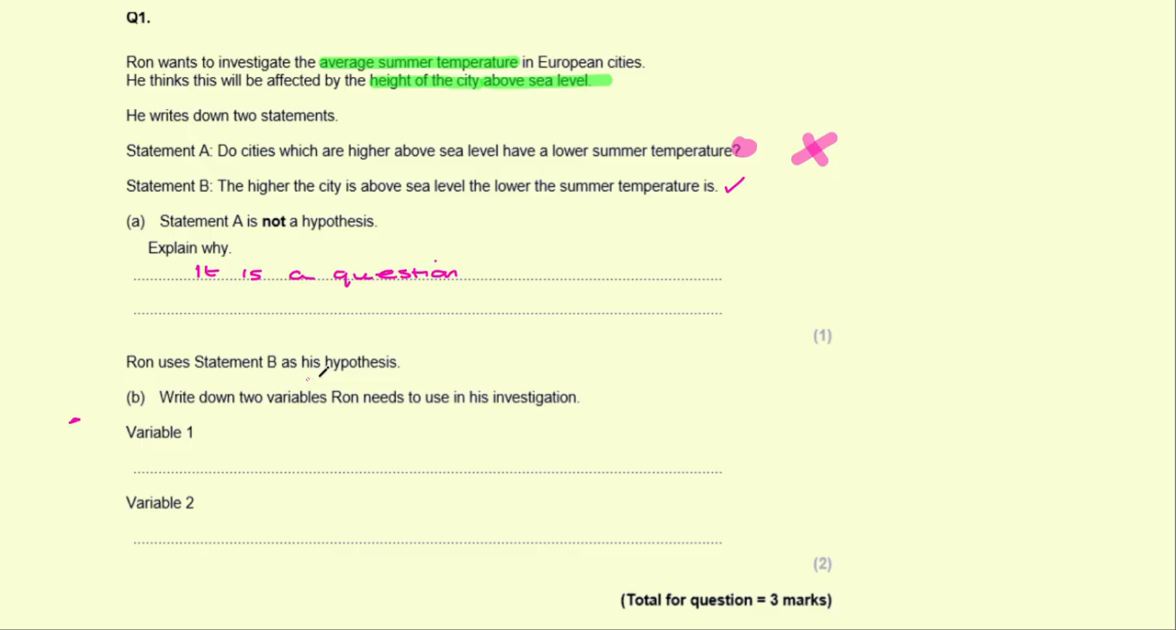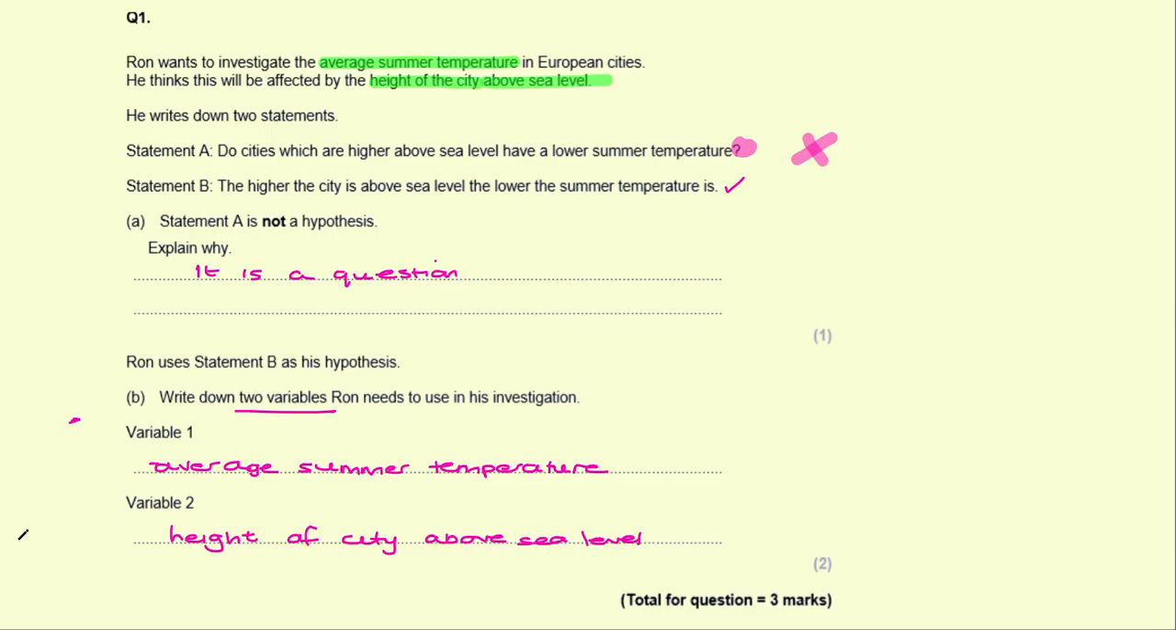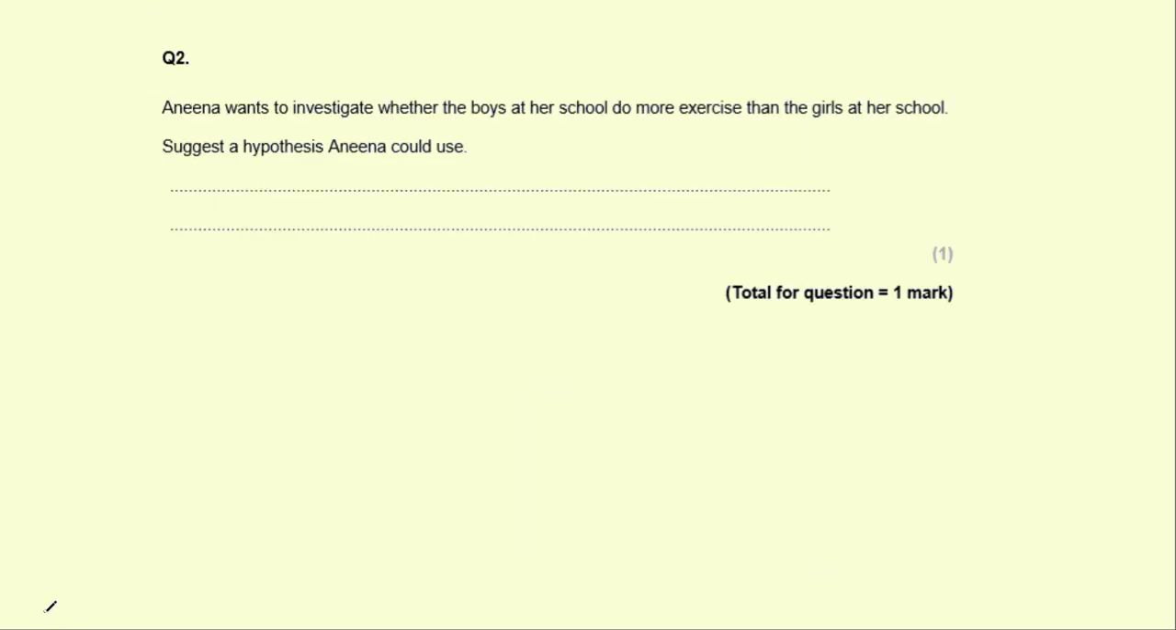Ron uses statement B as his hypothesis. Write down two variables he needs for his investigation. I've already highlighted those for you. So the average summer temperature would be one of the variables, with the second variable being the height of the city above sea level. And that is a hypothesis, okay? A statement, never a question.